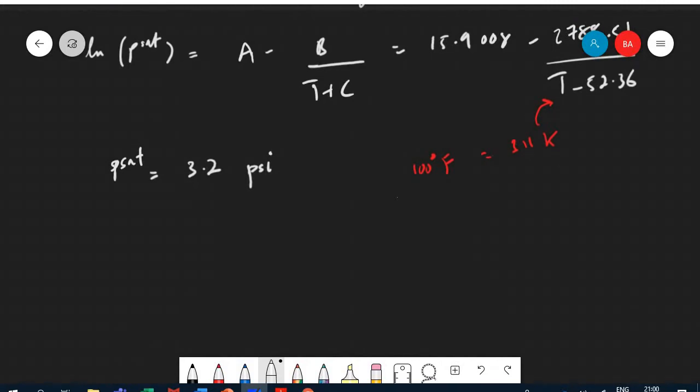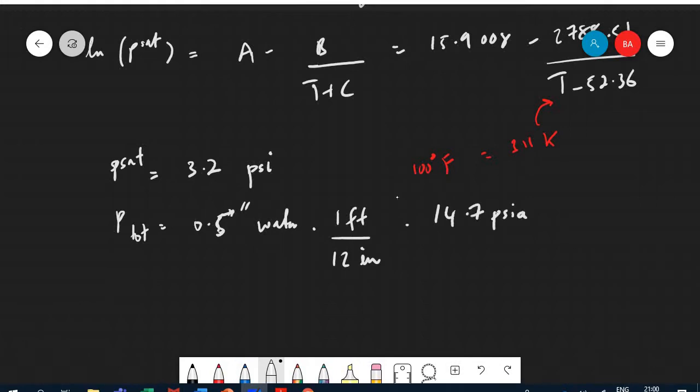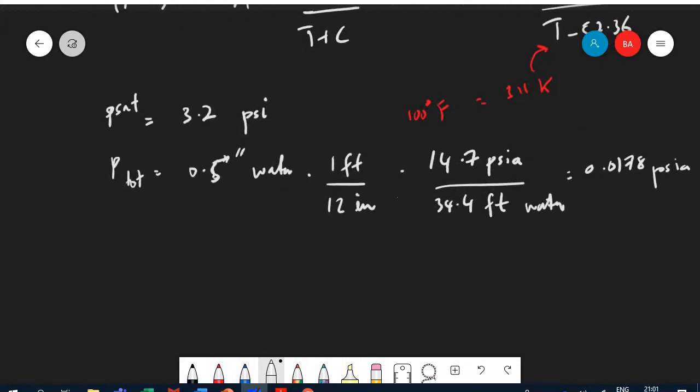Now I want to divide this by the total pressure. So what is my P total? My P total is the 0.5 inches of water. If you do your unit conversion, this is 12 inches per foot, and then you put your psi for every 34.4 feet of water. This is just a unit conversion, and we get the answer 0.0178 psi, so it's psi absolute.